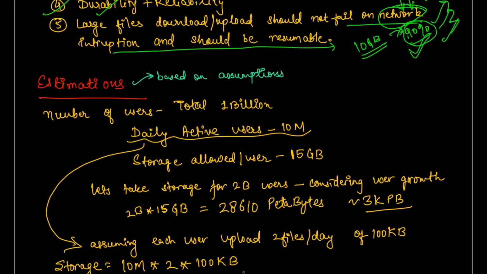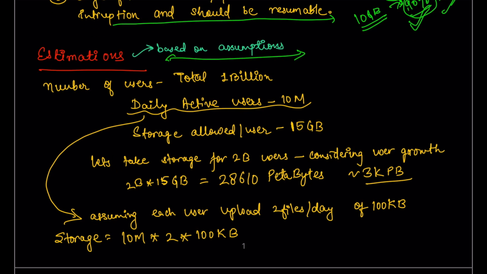Now let's talk about estimations कि any assumptions we are taking, right? These, all the estimations which I have considered, are based on some kind of assumptions. Okay, so let's talk about the basic numbers. सबसे पहले अगर हम बात करें number of users की, so number of users are 1 billion.